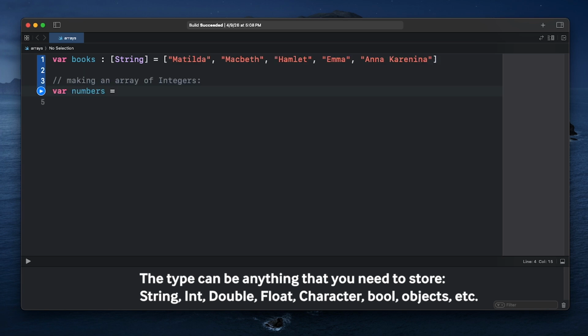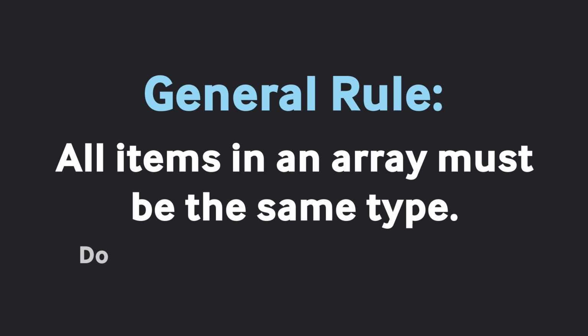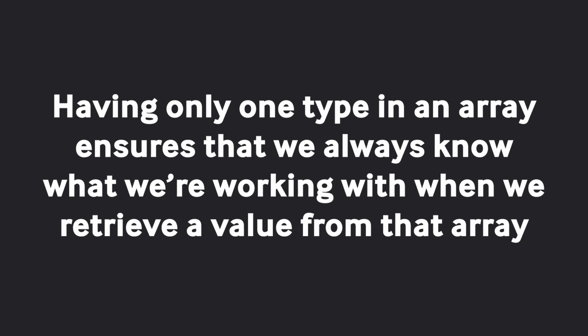It can be a string like it is here, or it could also be an integer, a double, booleans, a custom object, and more. One thing worth noting is all items in the array need to be the same type. You can't put an integer and a string in one array. They should either all be integers or all be strings. This is a feature in Swift, and it means that you always know what you're working with when you go to retrieve a value from the array.